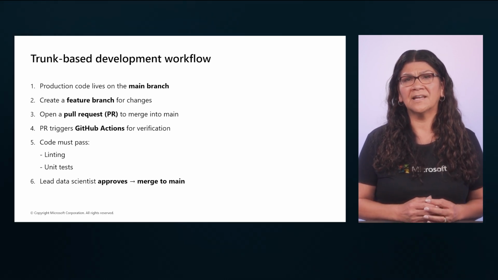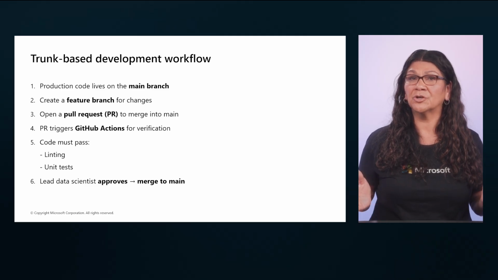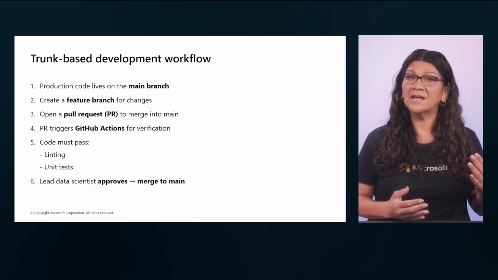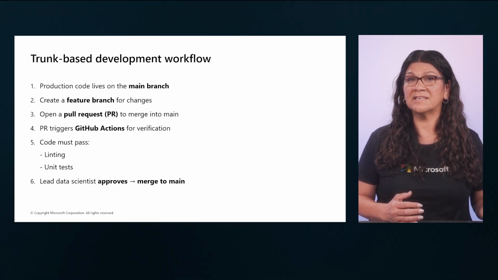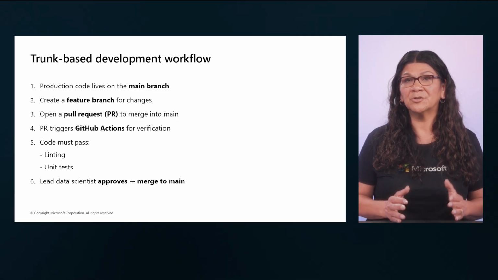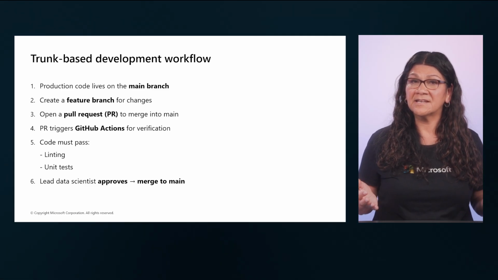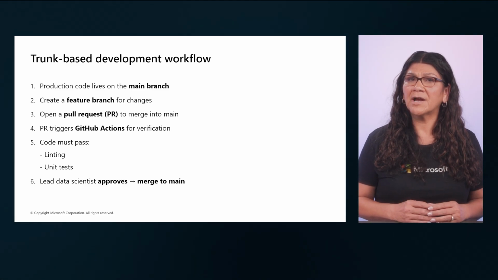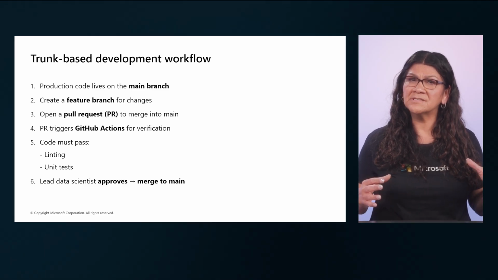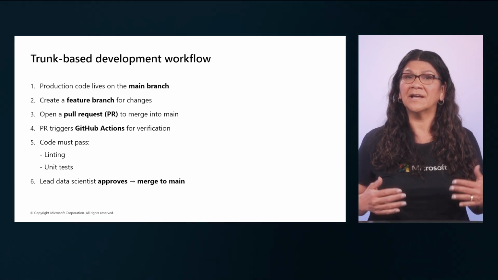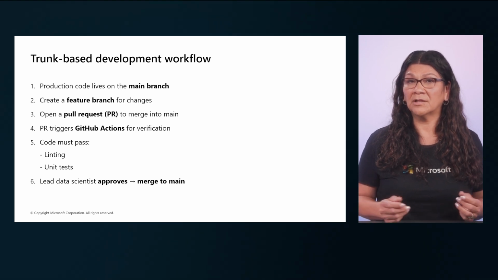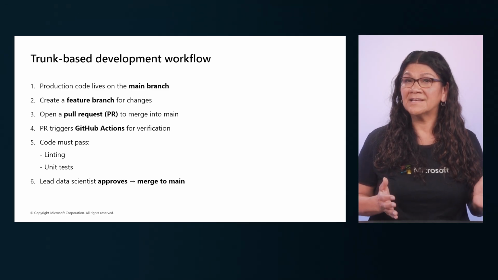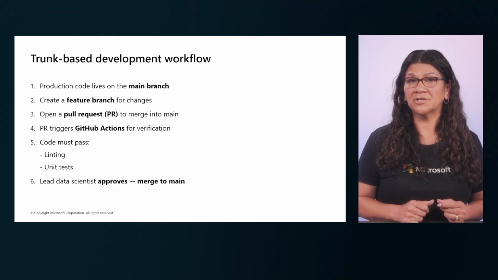For example, a data scientist improves a training script for a churn model in a feature branch. When the pull request is opened, GitHub Actions automatically runs the validation tests, and after passing those checks, the lead data scientist reviews and approves the merge to main. Some best practices are keep feature branches small and short-lived, rely on automated CI checks for quality control, and protect the main branch so only reviewed, test-passing code reaches production.